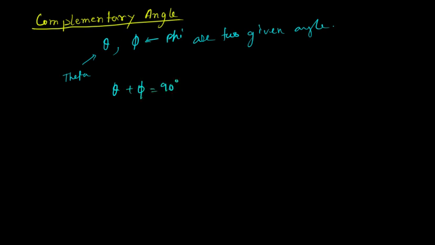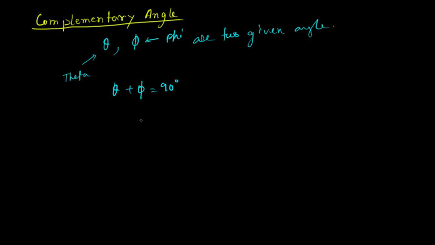Say I have two angles. One is called theta, another one is called phi. So this sign is called theta, this sign is called phi. See, theta and phi are two angles. Say theta plus phi is coming out to be 90 degrees. It means that theta and phi are both complementary angles to each other. That means the complementary angle of theta will be phi, and the complementary angle of phi will be theta.